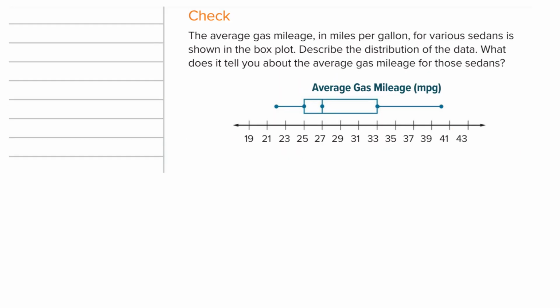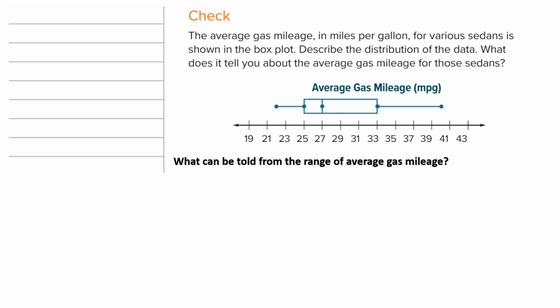So when I look at this, it says we're looking at the average of gas mileage. This is my box plot. Once again, can I figure out what the mean or the average is? No. Do I know how many pieces of data there are? No. What can I tell? Well, I can answer the three questions we're going to ask: describe the range, describe the interquartile range, and describe which is most consistent.